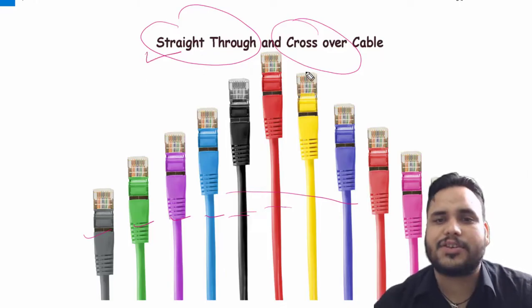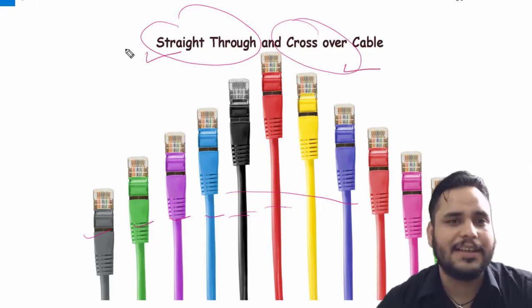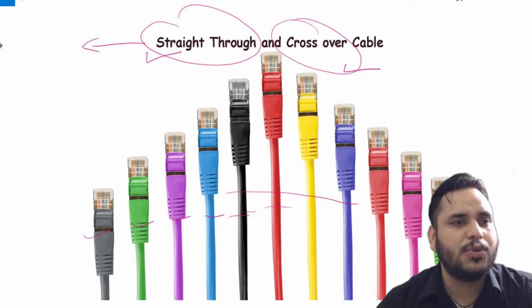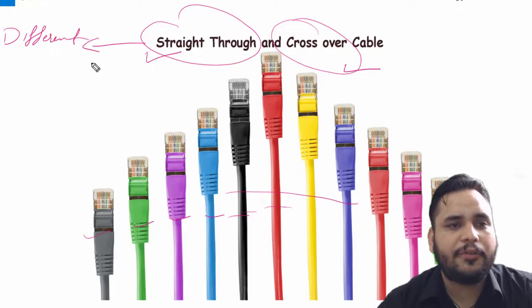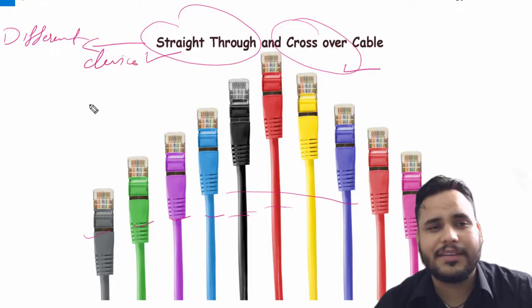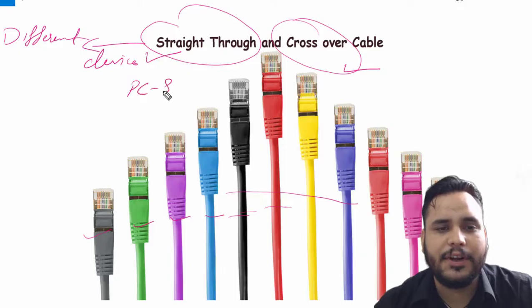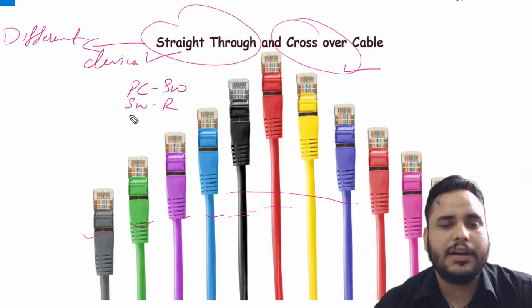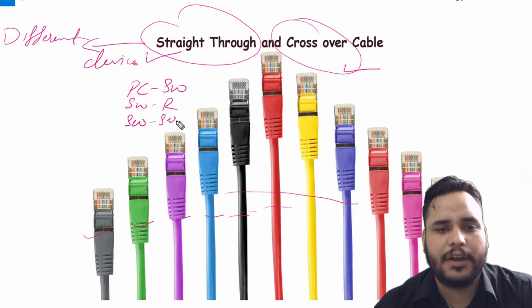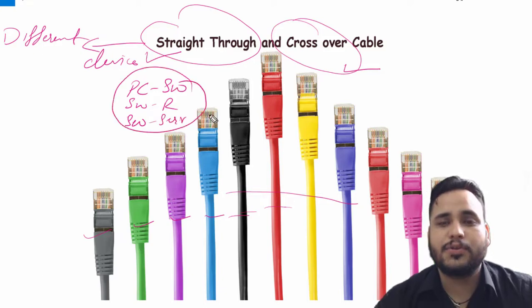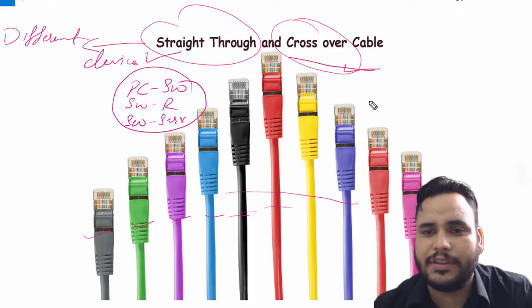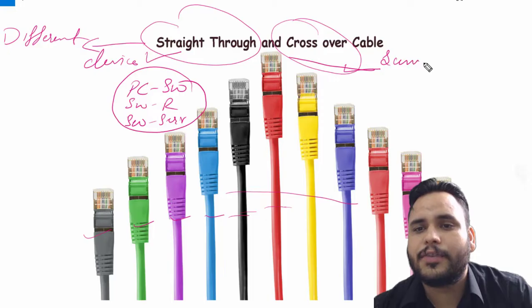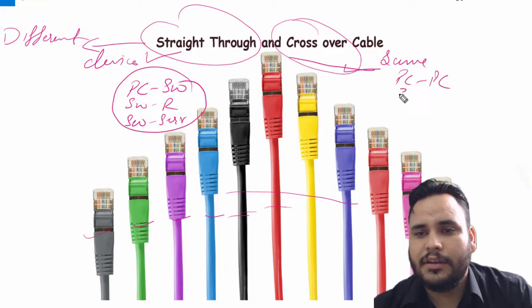The actual difference between straight cable and cross cable is this: straight cables are used to connect different devices with each other. Different devices means, if you want to connect your PC to a switch, a router, and after that a switch to a server. Straight cables are used to connect different devices, and cross cables are used to connect the same device. Now what is the meaning of same device? PC to PC, switch to switch and router to router.